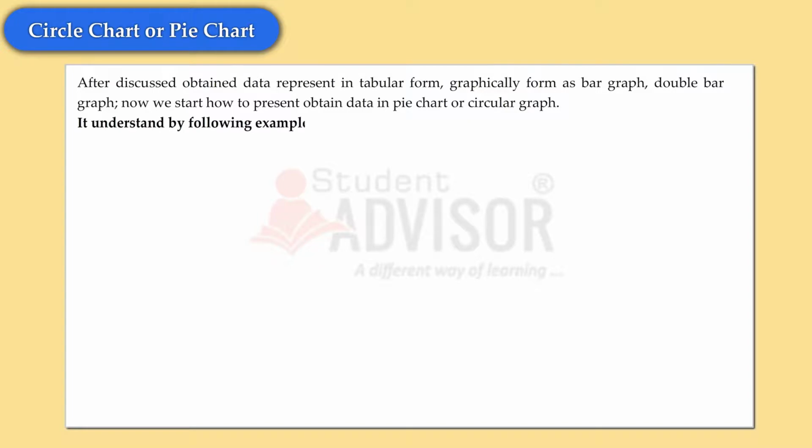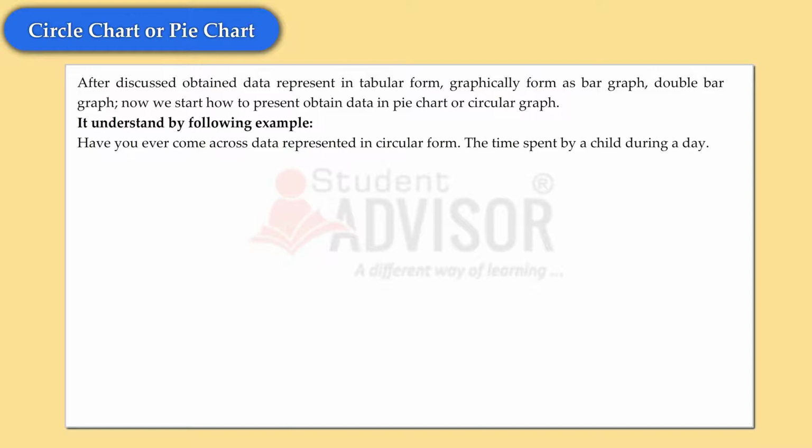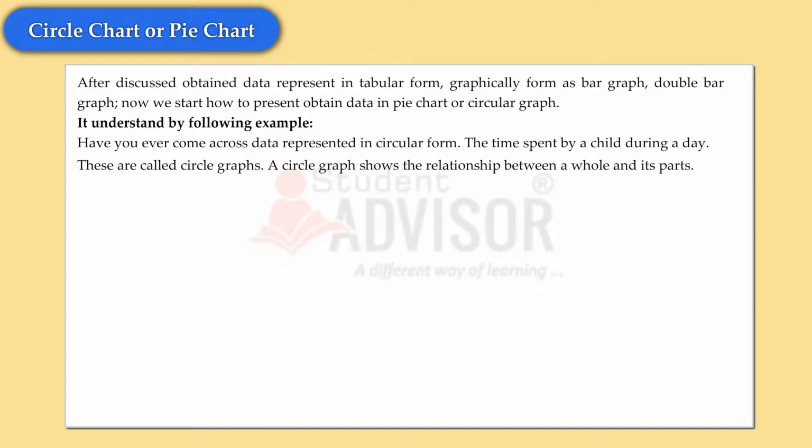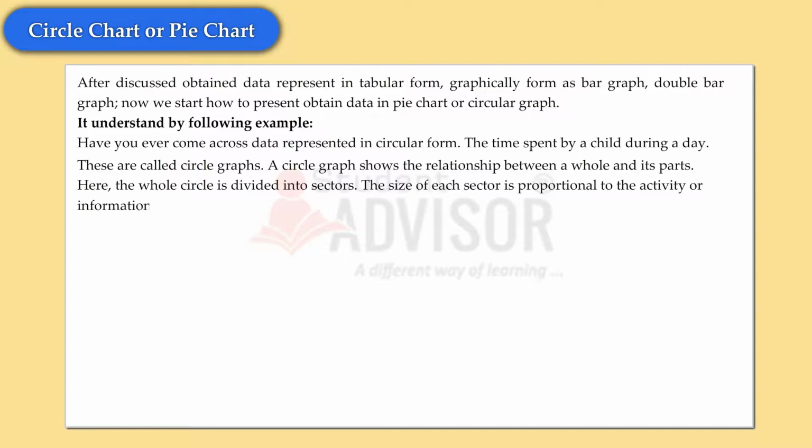Understand by following example. Have you ever come across data represented in circular form? The time spent by a child during a day. These are called circle graphs. A circle graph shows the relationship between a whole and its parts. Here, the whole circle is divided into sectors. The size of each sector is proportional to the activity or information it represents. Study the given example.